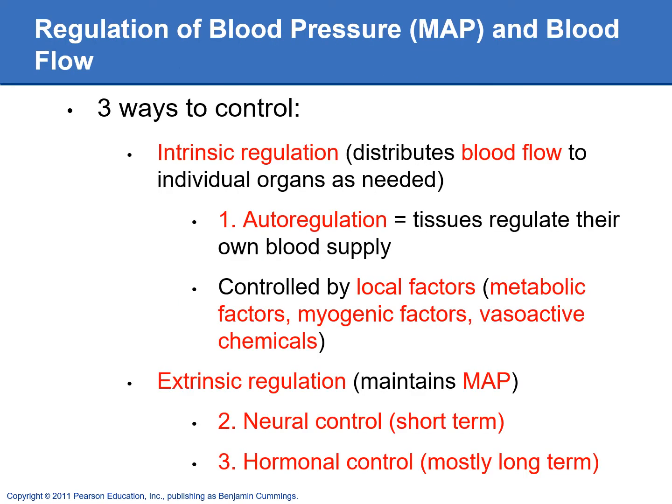There's 3 ways to control the blood pressure and blood flow to the organs. Intrinsic regulation, these are coming from local factors around the blood vessels, and this is going to regulate the blood flow to the organs. So we'll look at autoregulation, where the tissues regulate their own blood supply. The next lecture, we're going to look at extrinsic regulation, and this is where outside factors regulate the blood pressure. So that will be the nervous system and endocrine system.